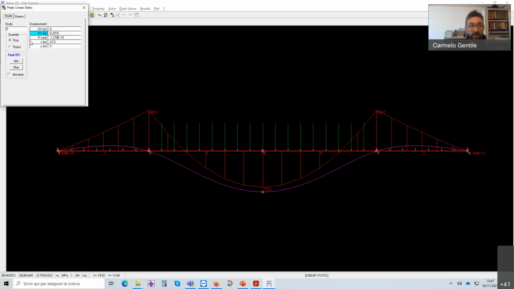We can go on picking. In the node 5, we have the displacement, and in this case, we find the displacement of 0.2 meters. So it means that with this geometry, under this load condition, this point will go downwards by 20 centimeters. Quite a deflection, like this, with a span of 25 meters.